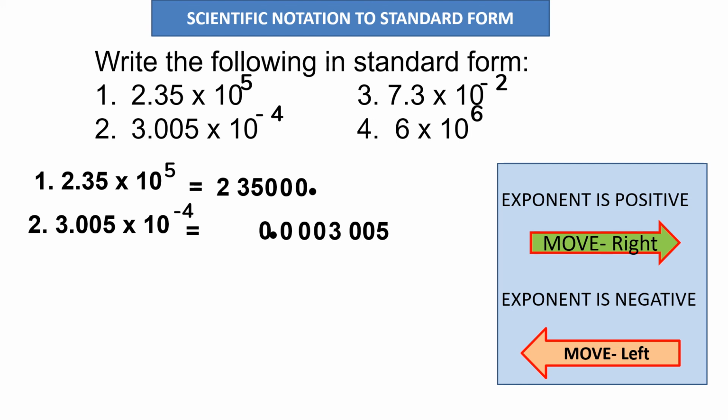Number 3, 7.3 times 10 raised to negative 2. Again, the exponent is negative. That means we need to move the decimal point to the left, 2 units to the left. Why 2 units? Because the exponent is negative 2. So move the decimal point 2 units to the left. 1, 2, then decimal point. Then we will now add 0. So the answer is 0.073.